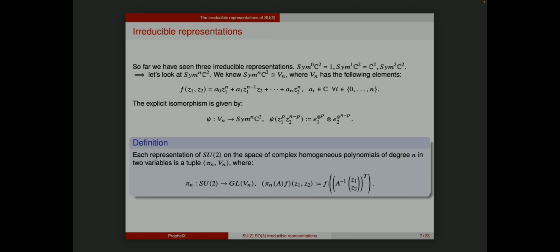To actually see that this is indeed a representation, we would need to do some work, but I'm not going to show it because it's literally just algebra. What you would need to show is that this is indeed a group homomorphism. We would have to show that each pi n A is linear, and that if we take an element of Vn, we still get an element of Vn by acting with pi n A. This is going to be done in the handout if you're interested, but I think it's rather straightforward algebra to check.